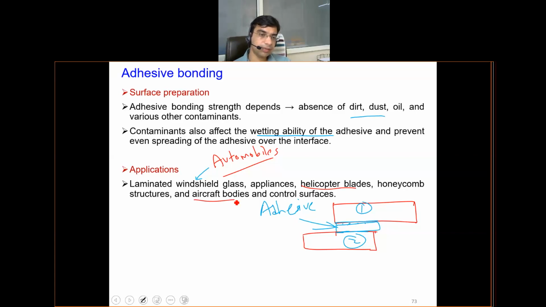The only limitation is that under very high temperatures, the adhesive may not sustain the high temperature and the bond will then get deteriorated. So these have very widespread application and are very popular in industry to make many products.